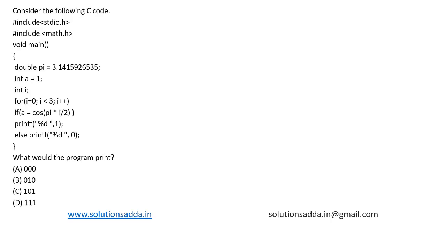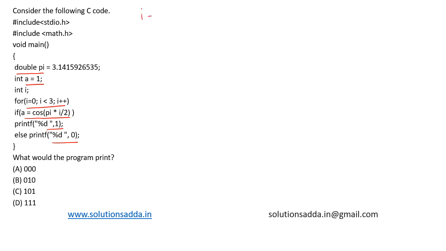This is a question from C programming. We are given a program and we have the value of double pi a equal to 1, and we are given a for loop, and we are giving this assignment a equal to cos pi I by 2, then if a we print 1 else we print 0. We are asked to find out the output of the program.